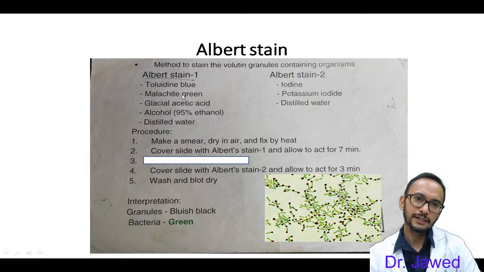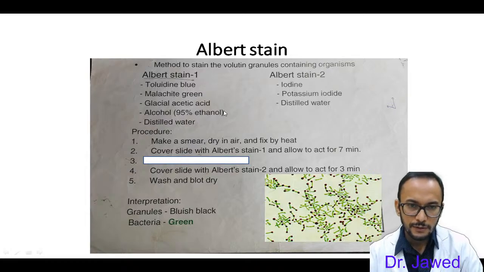So we have two solutions: Albert stain 1 solution and Albert stain 2 solution. Albert stain 1 has two basic dyes, that is toluidine blue and malachite green. Okay, and for pH we are using glacial acetic acid, alcohol and distilled water. And Albert stain 2 solution has the mordant, that is iodine and potassium iodide in distilled water.